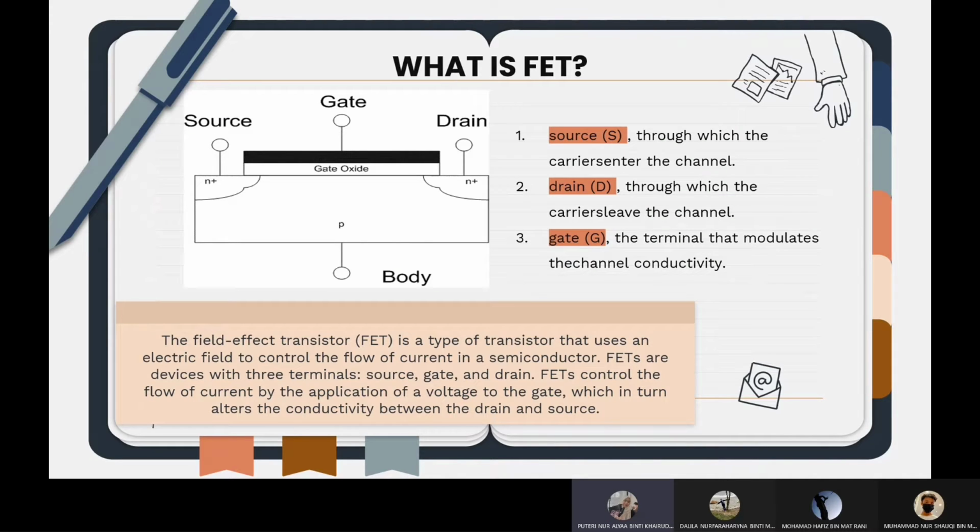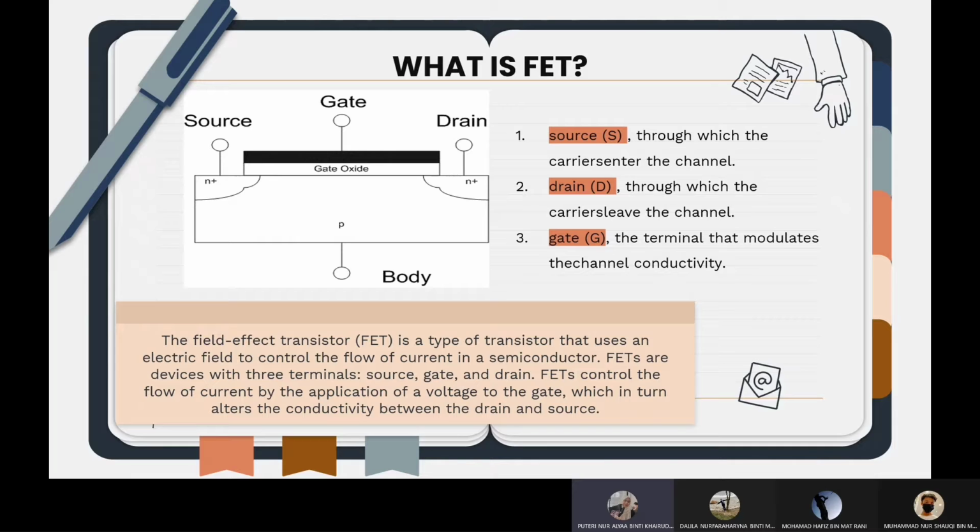What is FET? FET is field effect transistor, and it is a type of transistor that uses an electric field to control the flow of current in a semiconductor. FETs are devices with three terminals, which are source, gate, and drain. FETs control the flow of current by the application of a voltage to the gate, which in turn alters the conductivity between the drain and source.